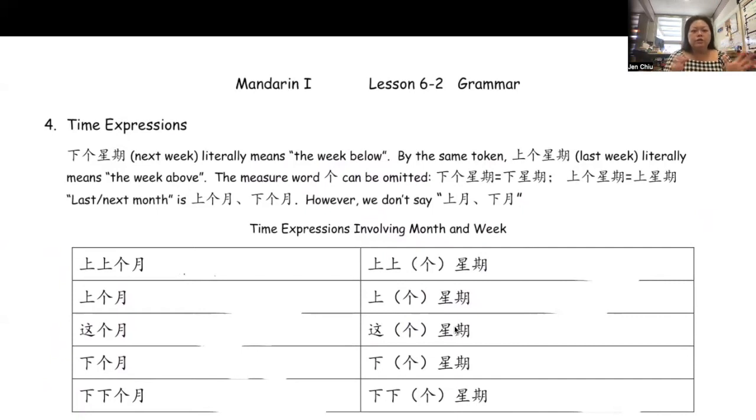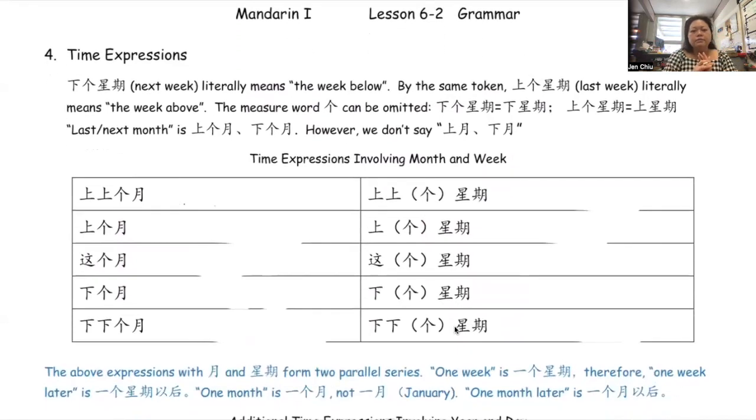So there's a few ways to do this, right? 下个星期 means the week below, the next week. 上个星期 means last week, it's the week above. So we're really looking at the calendar: 下个 is the one below, and 上个 is the one above. Last week versus next week, right? It's not the same with months. The similarities are that month and week are similar, and day and year are similar.